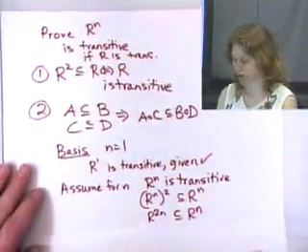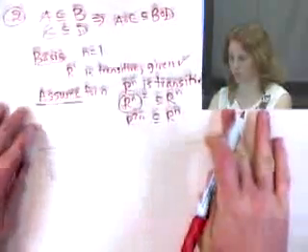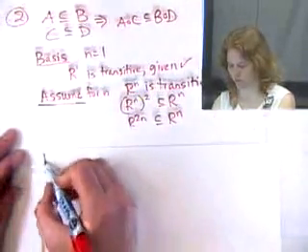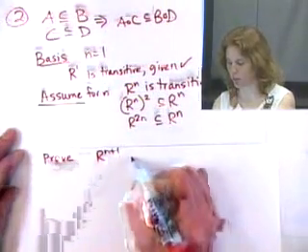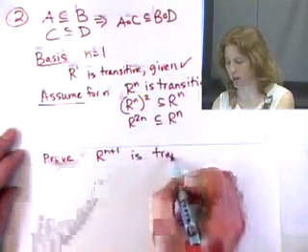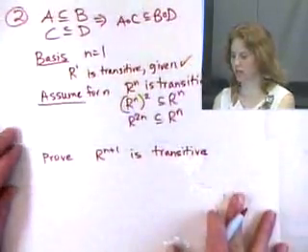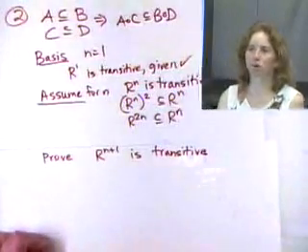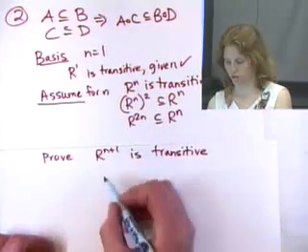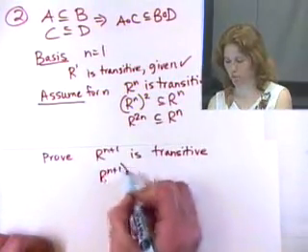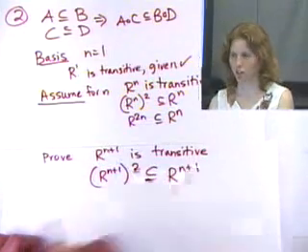So now I have my assume step. Now I need my prove step. So I have to prove r to the n plus 1 is transitive, and then I will be done if I actually get to prove that, right? So using this definition like we just did, how do I write that r to the n plus 1 is transitive? R to the n plus 1 quantity squared is a subset of r to the n plus 1. Good job, Journey.